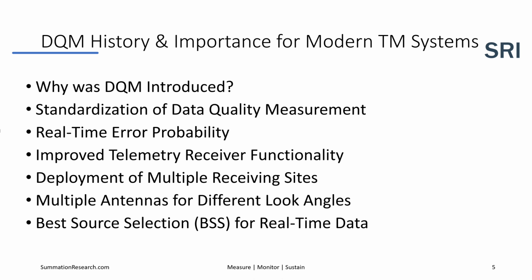DQM history and the importance for modern telemetry systems. Why was DQM introduced? Whenever any flight test range did telemetry link performance testing, teams would determine performance based on bit error rates. To do that, the range would send a known pattern, detect it, compare it to what it should have been, log errored bits, and then determine the rate at which the errored bits were occurring, BER.